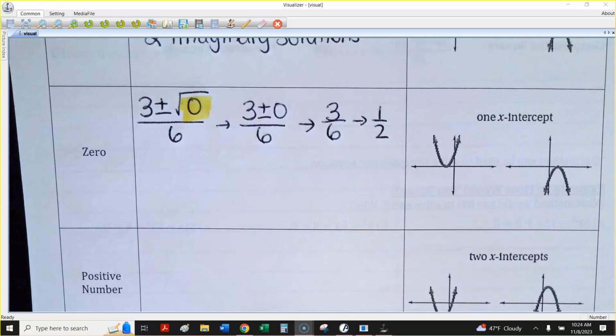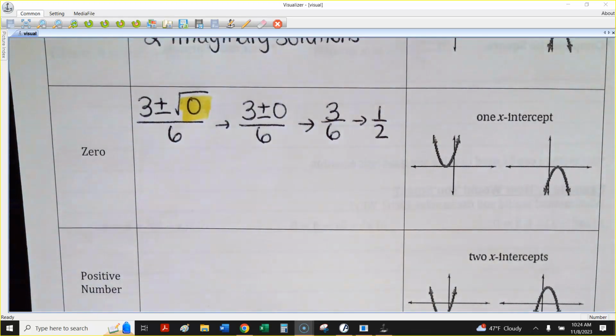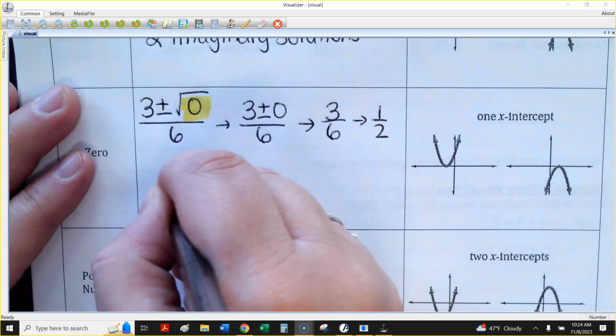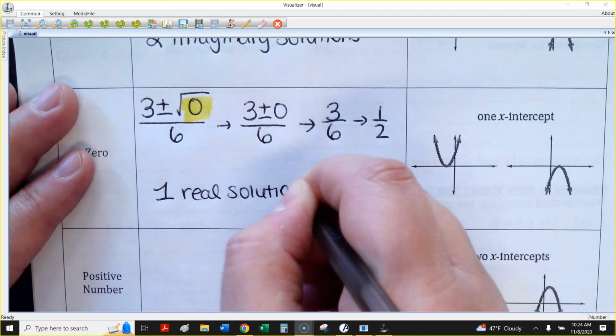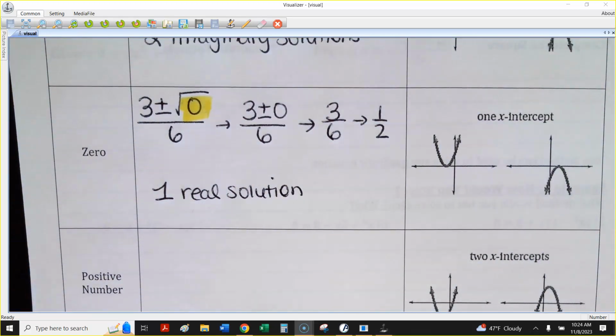I wasn't trying to, I'm just making the problem up. But what I'm showing you is I just get one answer in that situation. So anytime your discriminant is 0, what you're going to have is 1, and it'll be a real solution, right? I didn't have a negative under the square root, so we're not going to involve i in the problem. So it's just one real solution.